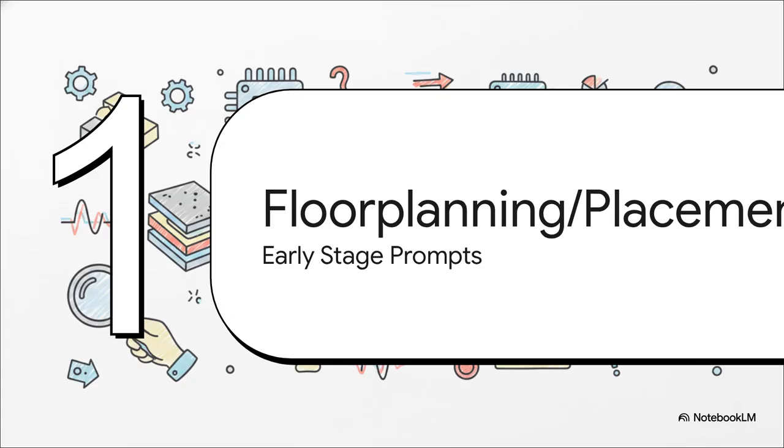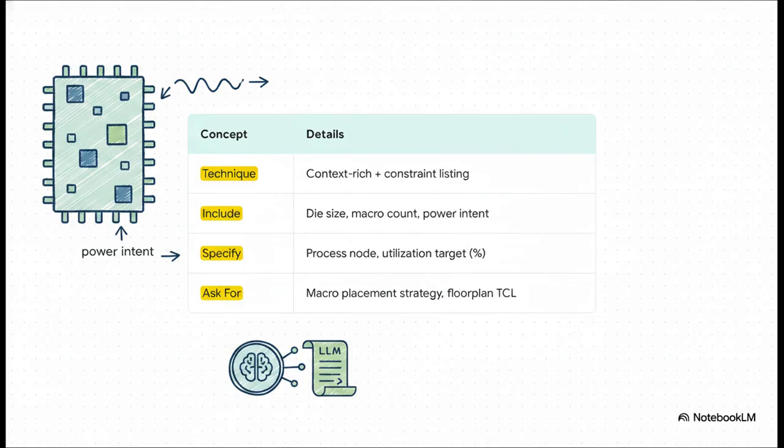We're going to start at the very beginning with prompts you can use in those early stages. Floor planning and placement. For floor planning, the technique to use is what I call context-rich prompting. The key is just loading it up with details. You're not asking some vague question. You have to include your die size, how many macros you have, maybe even some power intent from your UPF file. You need to specify the node and your utilization target. Only then do you ask for something like a macro placement strategy or even a starting floor plan TCL script.